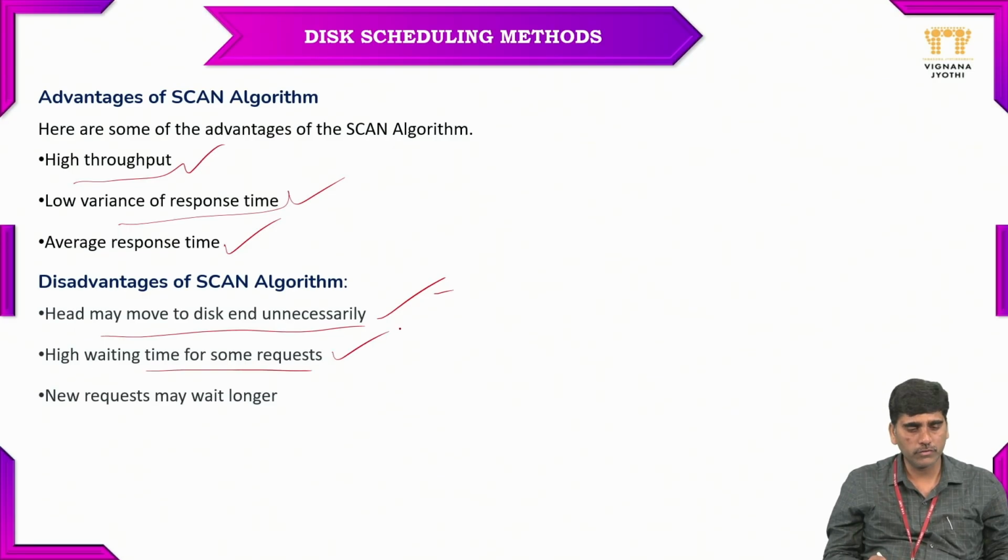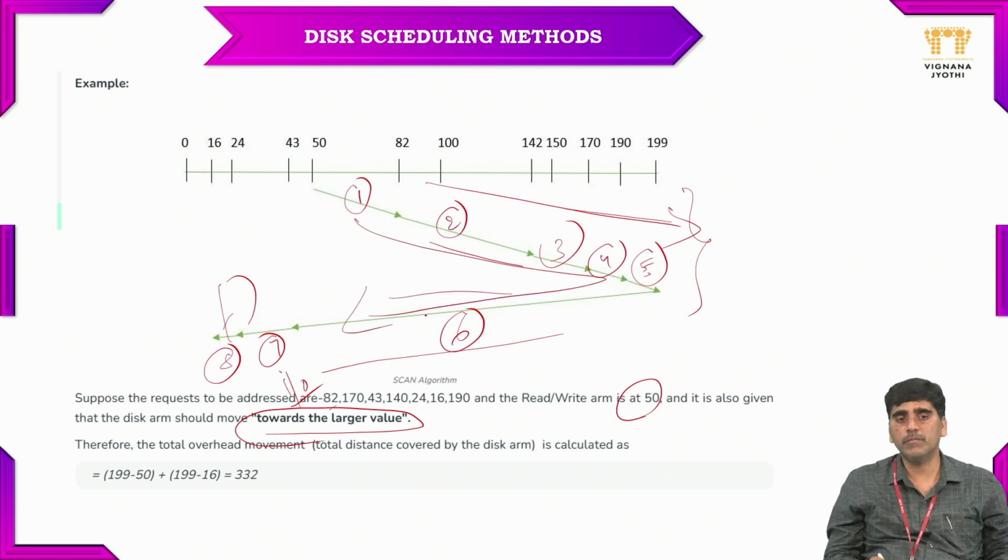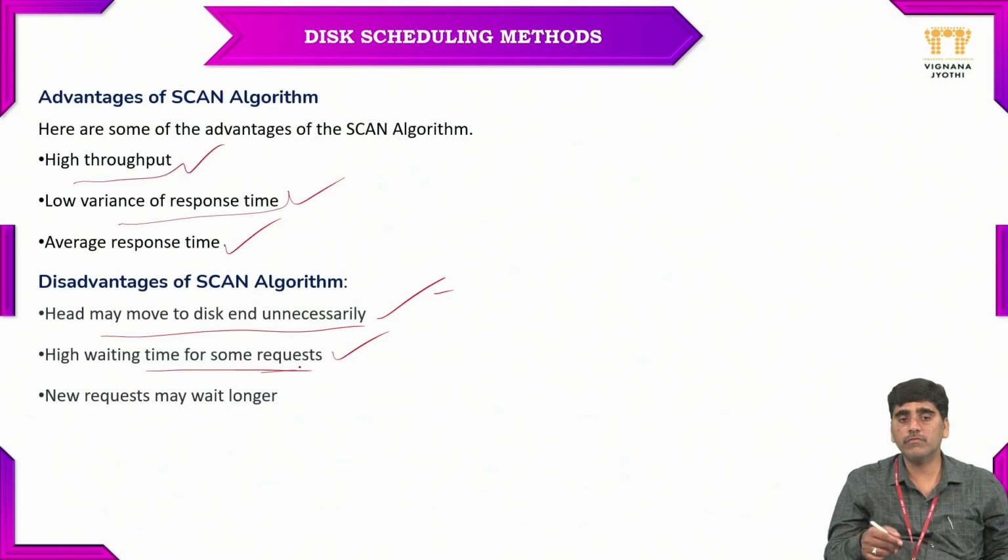So here, if you observe, for 24 and 16, it has been waiting 8 positions. It has been waiting so much time for completing this position, right? Because of this, there is high waiting time for some requests, and new requests may wait longer. So this is the SCAN algorithm, also called the elevator algorithm.